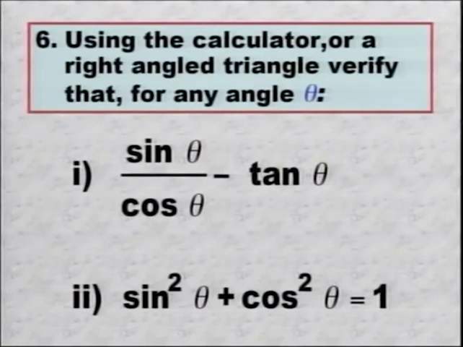Equal to what? Which one is this one? Sine square theta plus cos square theta. That one on the board. Number 2.